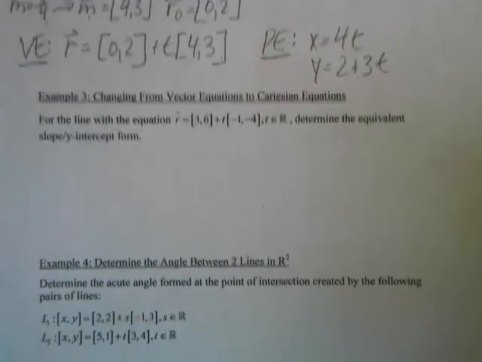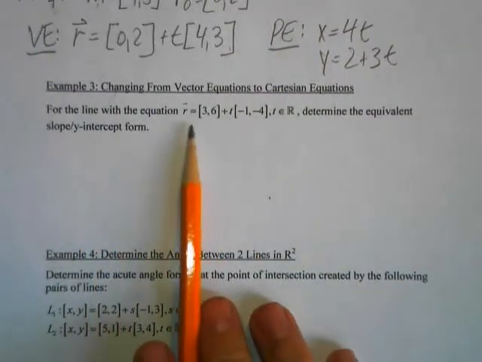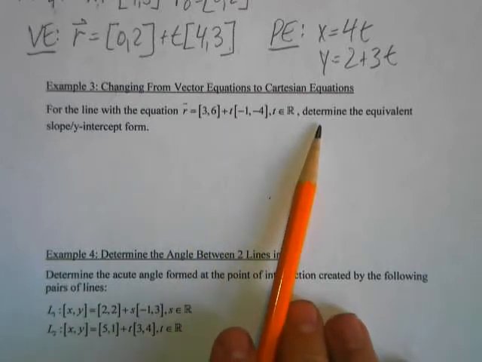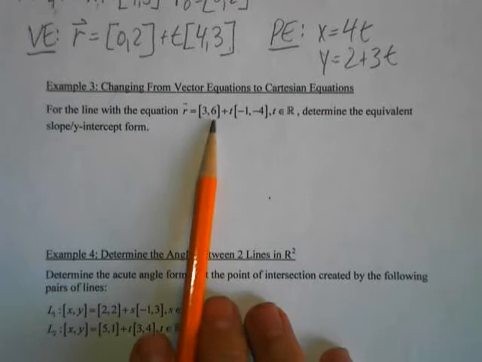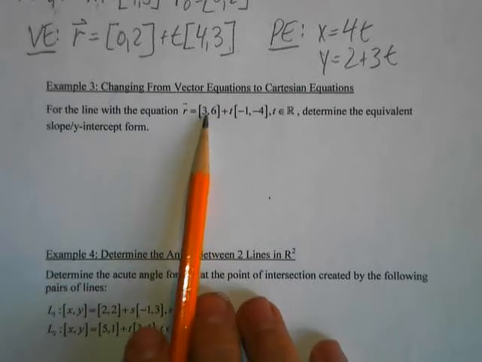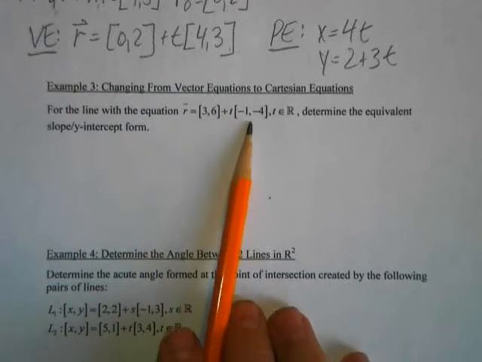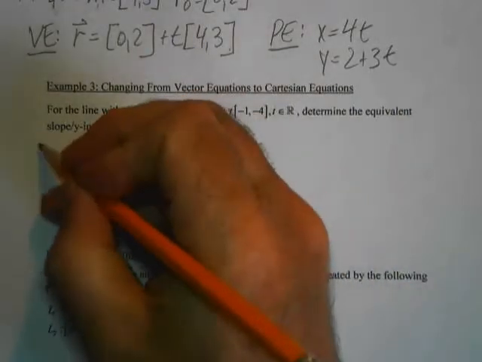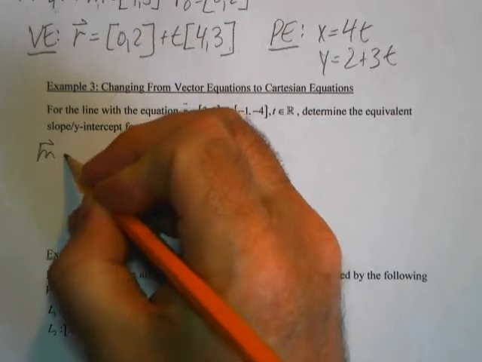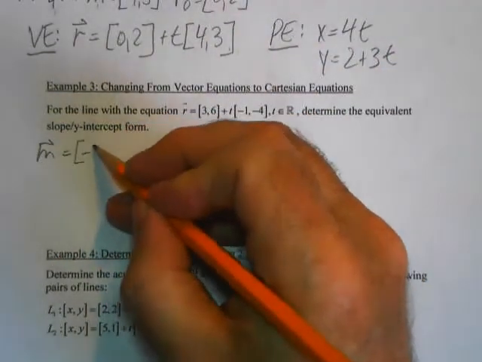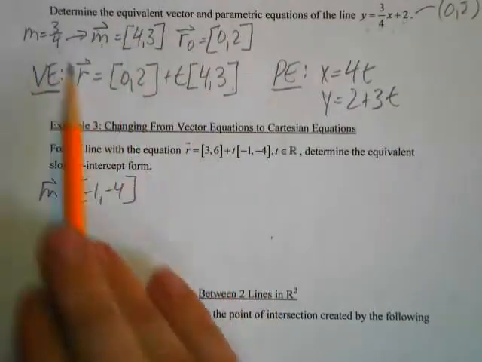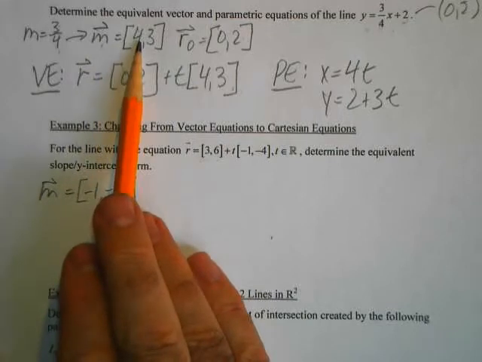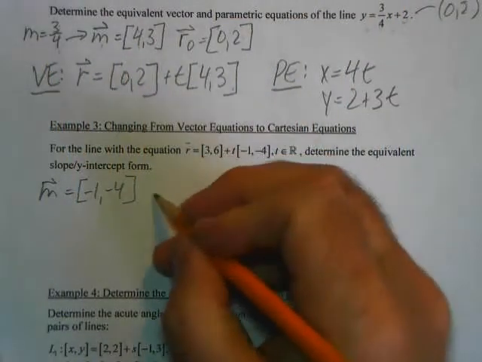Okay, so the third example: for the line with this vector equation, determine the equivalent slope y-intercept form. So we're doing the exact opposite of what we did up there. Let's start with the direction vector, which is here. That tells us the direction vector m is equal to -1, -4. So now we just do the opposite of what we did here. We convert the direction vector back into a slope m.